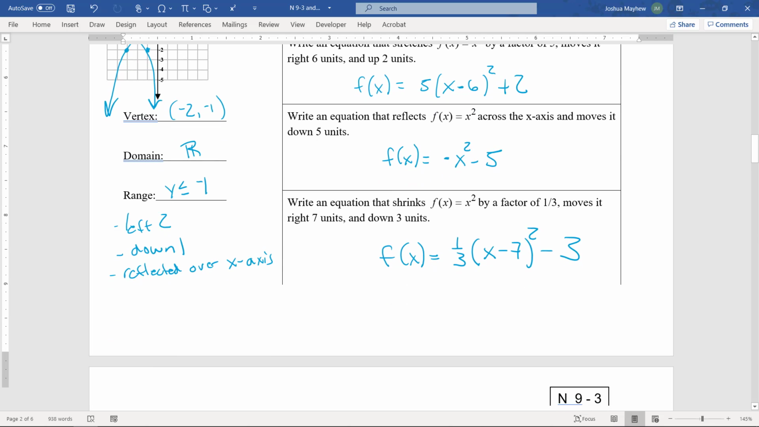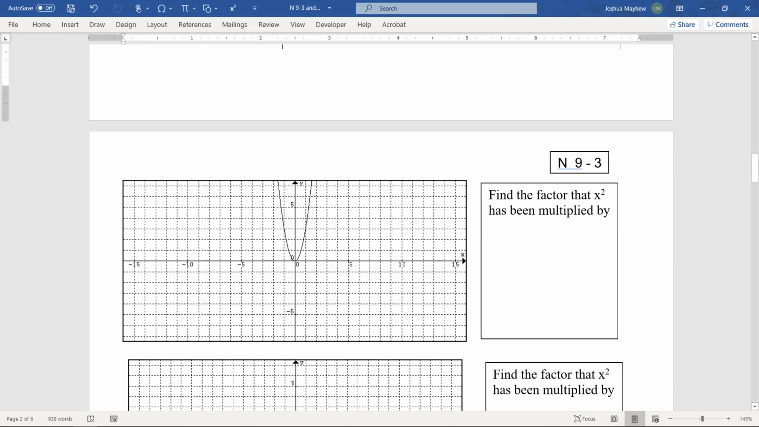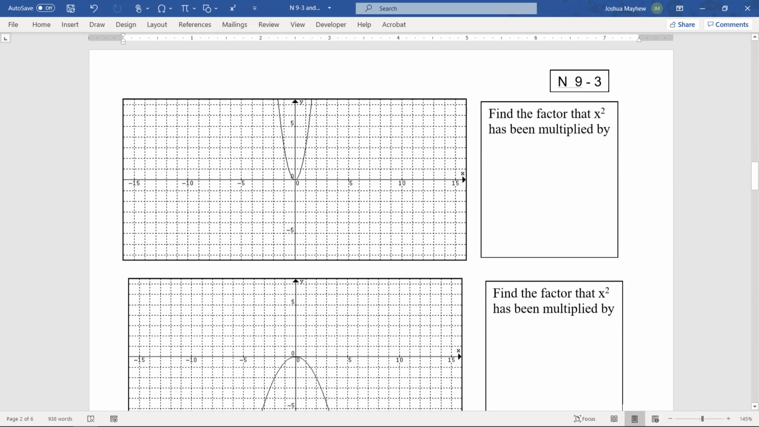Okay. All right, last page of our notes. We're going to look at two graphs and answer the questions. All right, so this one says, find the factor that x squared has been multiplied by. So we want to see if it's been stretched or compressed. And it definitely looks like it has been stretched.